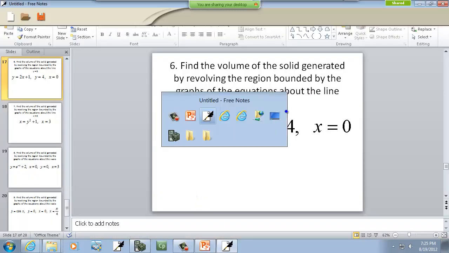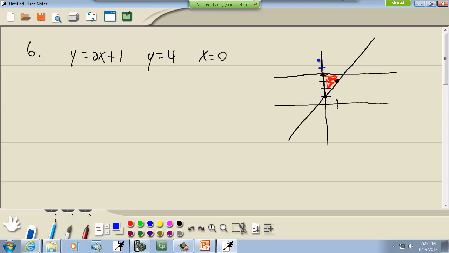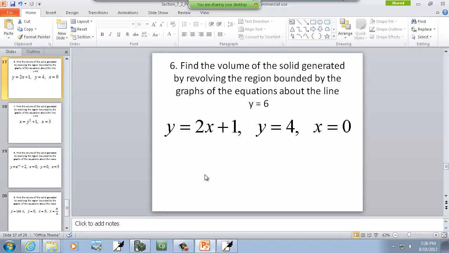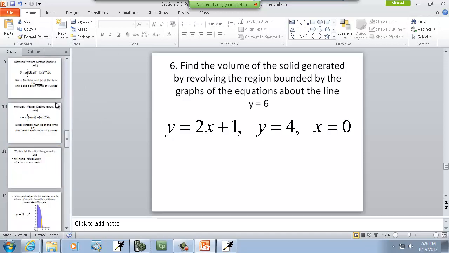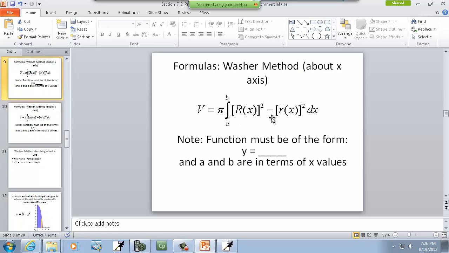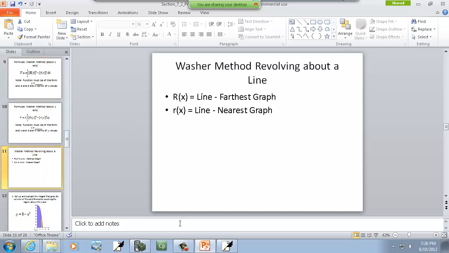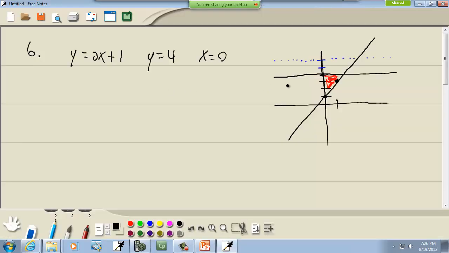And we're wanting to revolve it around the line y is equal to 6. So here's the line I'm going to revolve it around. That's the same direction as revolving it around our x-axis. So go look at our formula for that. See how everything, A and B, are in terms of x values? Everything has to be in terms of the x values. Now specifically, this is what we got to look at, because this is the washer method.